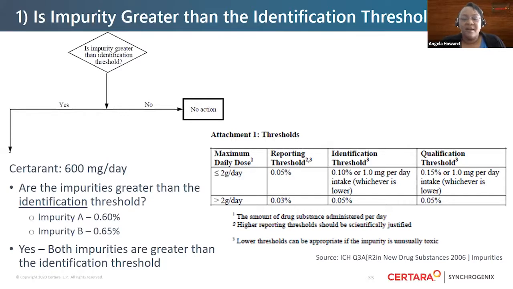Next slide, please. To begin, we start at the very top, and we ask the question, are the impurities that we have in this drug substance greater than the identification threshold? In this case, we know that we have two impurities. Impurity A is at 0.6% and impurity B is at 0.65%. And as Nellie indicated, there is an Attachment 1 threshold table where we will look to see if the actual level of our impurities is greater than the identification threshold. We can see that the ID threshold is 0.1% or 1 milligram per day intake, whichever is lower. So in this case, yes, both of our impurities are greater than the identification threshold.